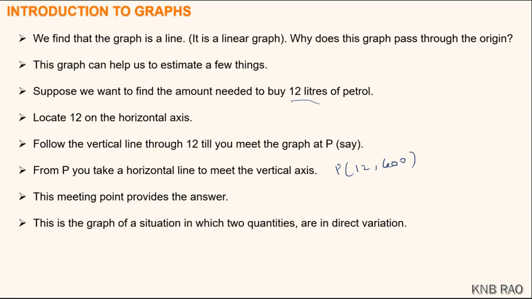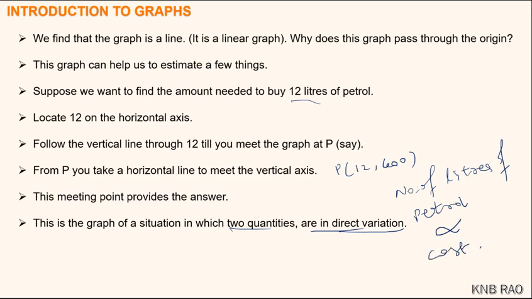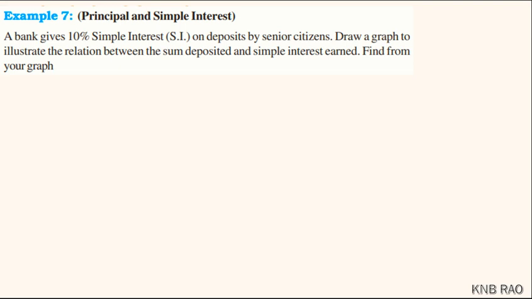Okay, so this is a graph of a situation in which two quantities are in direct variation. That is, the number of liters of petrol that we buy is directly proportional to the cost of it. That was one direct proportion, what we learned in our previous classes, direct and inverse variation. Now, the next example is principal and simple interest.